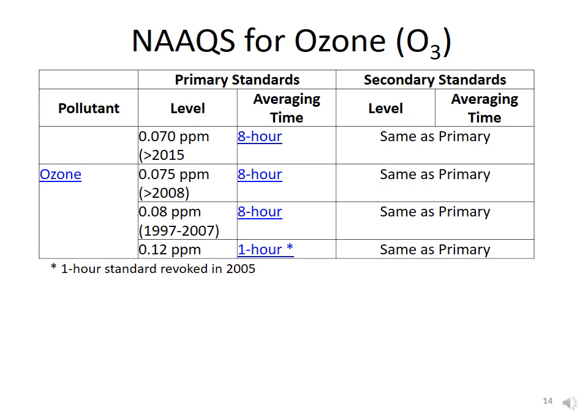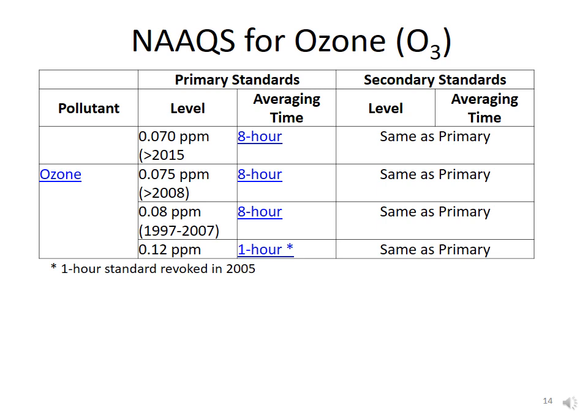Initially, it was a 0.12 parts per million 1 hour standard, but that was changed in 2005. It was actually revoked. Prior to that, the EPA established 8-hour standards. Based upon the science in the mid-1990s, it was determined that 0.08 parts per million would be the threshold for harmful levels for human health.